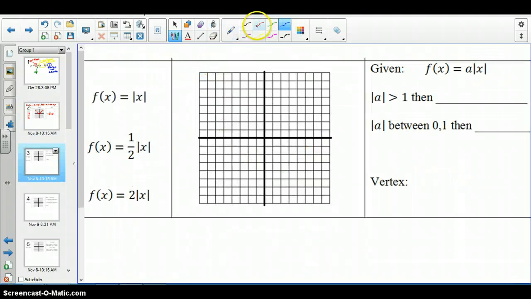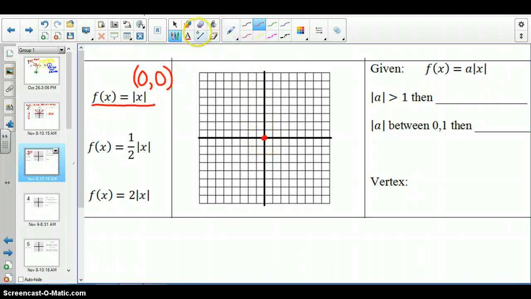For this first one, I'm going to use different colors for each one. We have the absolute value of x. So I'm going to use the same process every single time. I'm going to start inside the absolute value. There is no other number inside the absolute value other than x. So that means the x of our vertex, or our horizontal shift, is 0. There's no number behind our absolute value, so our vertical shift is 0. So that means our y of our vertex is 0.